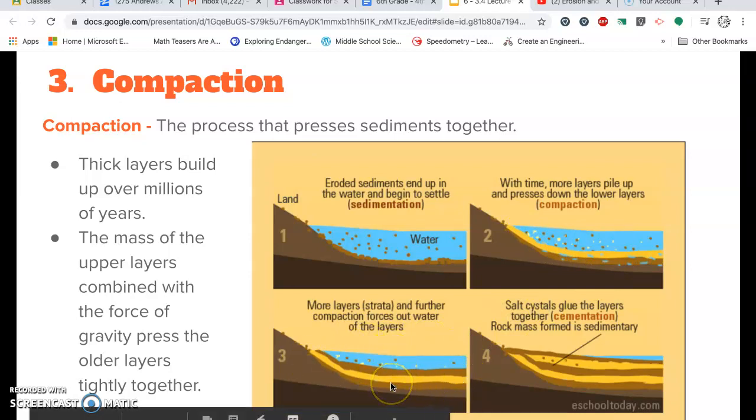And as more and more layers are added, right, we have mass on top of mass on top of mass, and the force of gravity is causing all of that mass to push down on each other and compress. All right, that's just compaction. It's just the upper layers combined with the force of gravity that are pressing these layers together.